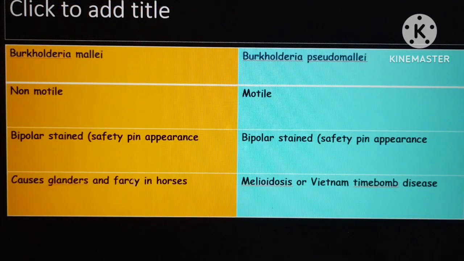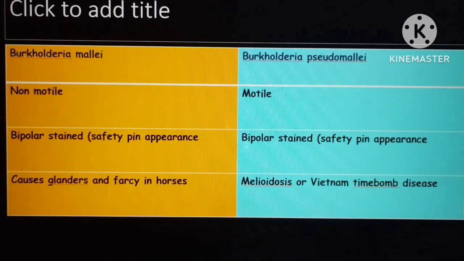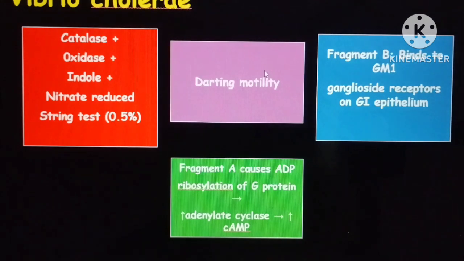So next is Burkholderia: Burkholderia mallei and Burkholderia pseudomallei. Mallei is non-motile, pseudomallei is motile. Both show bipolar staining. Mallei causes glanders and farcy in horses, whereas pseudomallei causes melioidosis, or Vietnam time bomb disease.